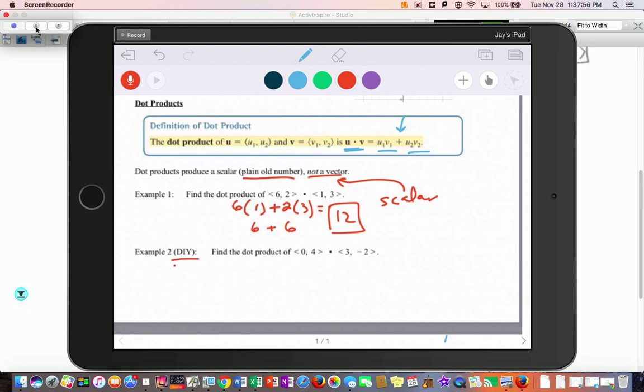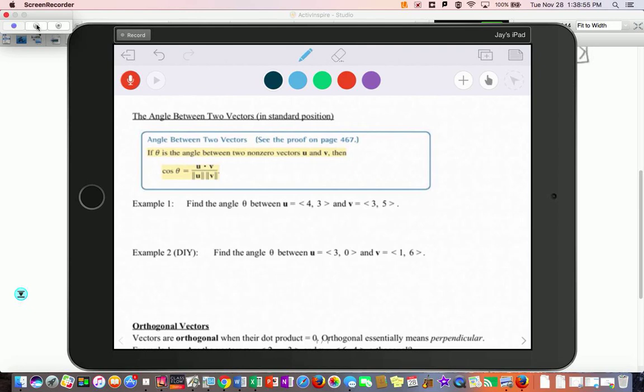All right, so this is a DIY. I want you to do that on your own, so pause the video now. All right, so what I would do is take my 0 times 3 plus 4 times negative 2. So this is 0 plus negative 8, which would just be negative 8.